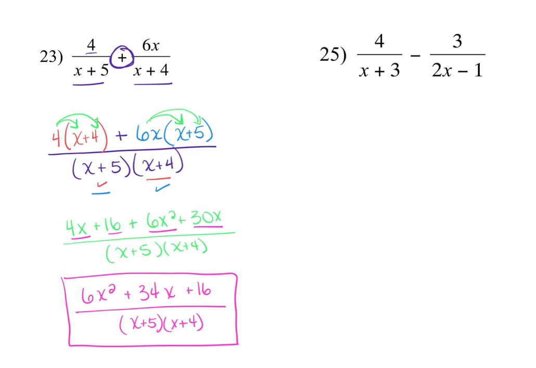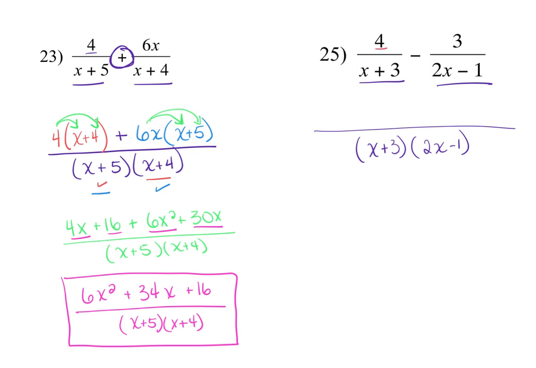Subtraction is conceptually the same, just number one problem is people don't distribute the negative, all right? So we're going to get our common denominator just like we did on the other one. We have to use x plus 3, and we have to use 2x minus 1. And then from there, we're going to do exactly what we did before.